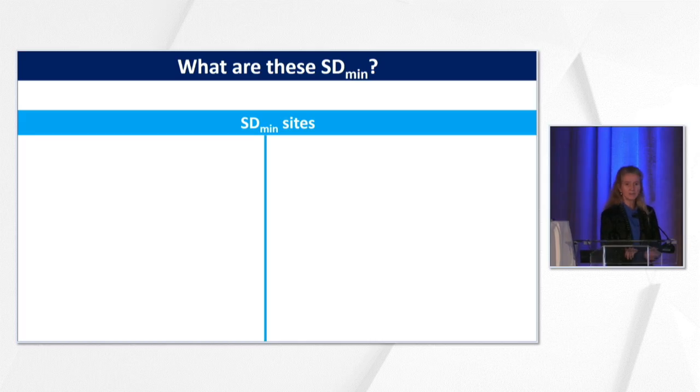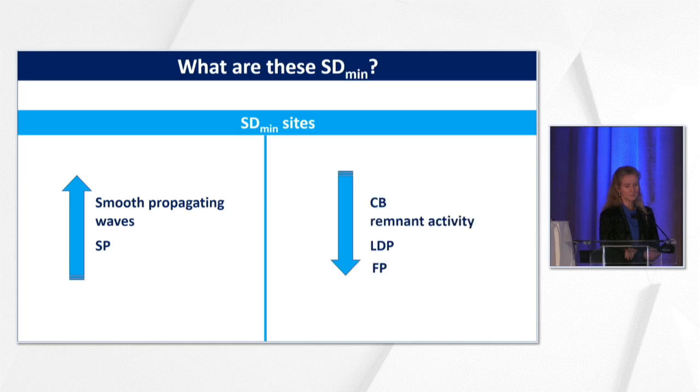And then what are the regularly activated sites if you compare them to the remainder of the atria? There we saw that there was an increase in the smooth propagating fibrillation wave, there were more single potentials, there was a decrease in the areas of conduction block and remnant activity, and also a decrease in the number of long double potentials and fractionated potentials, which are indicative of areas of conduction abnormalities.